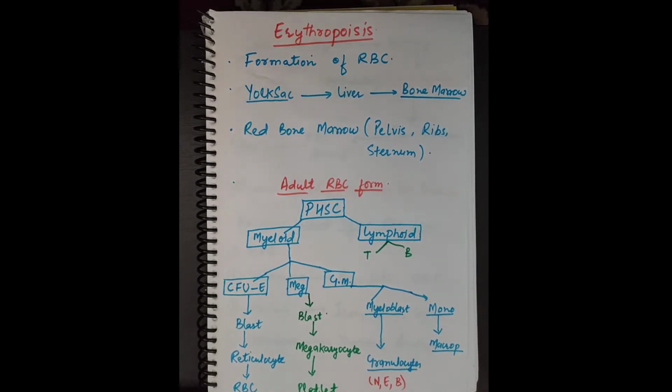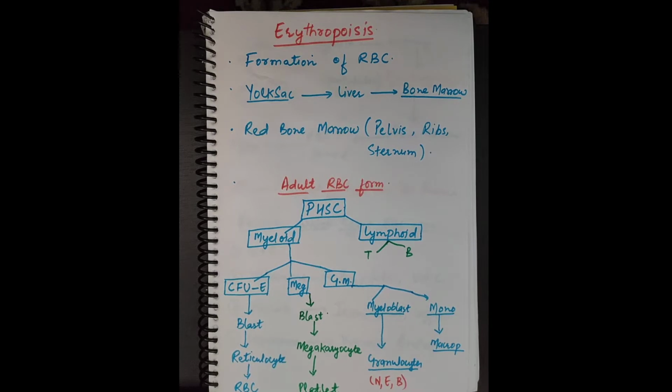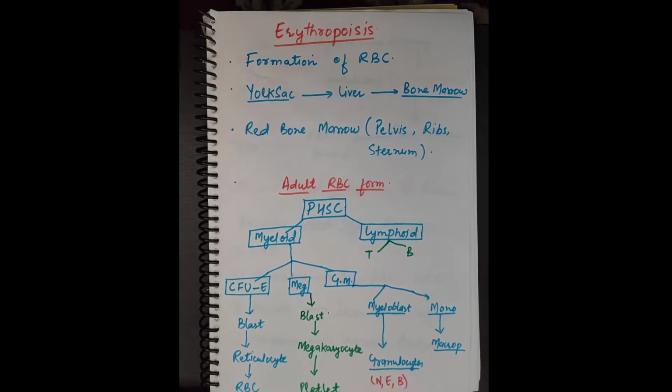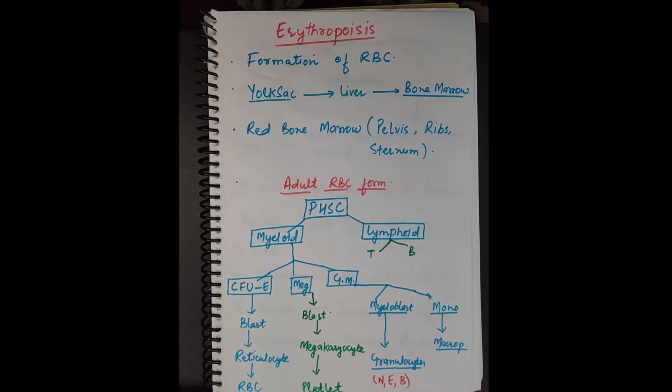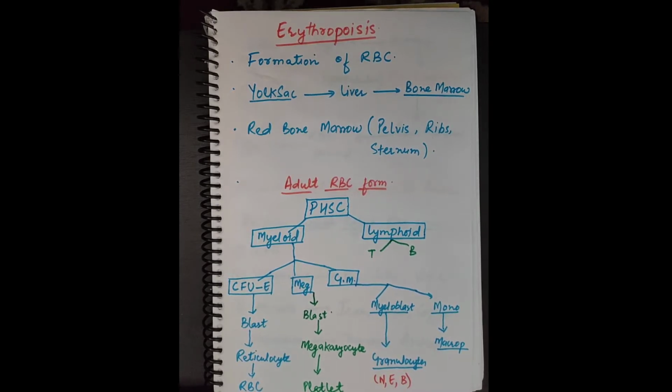In the last video, we discussed hemoglobin and the different disorders of hemoglobin. In today's video, we are going to discuss erythropoiesis, what are the factors which affect erythropoiesis, and how the RBCs are destroyed.